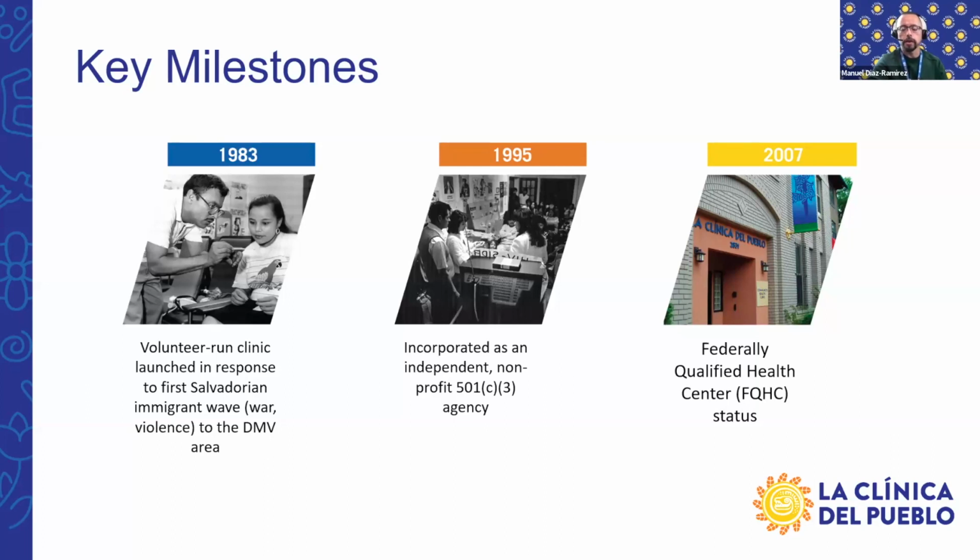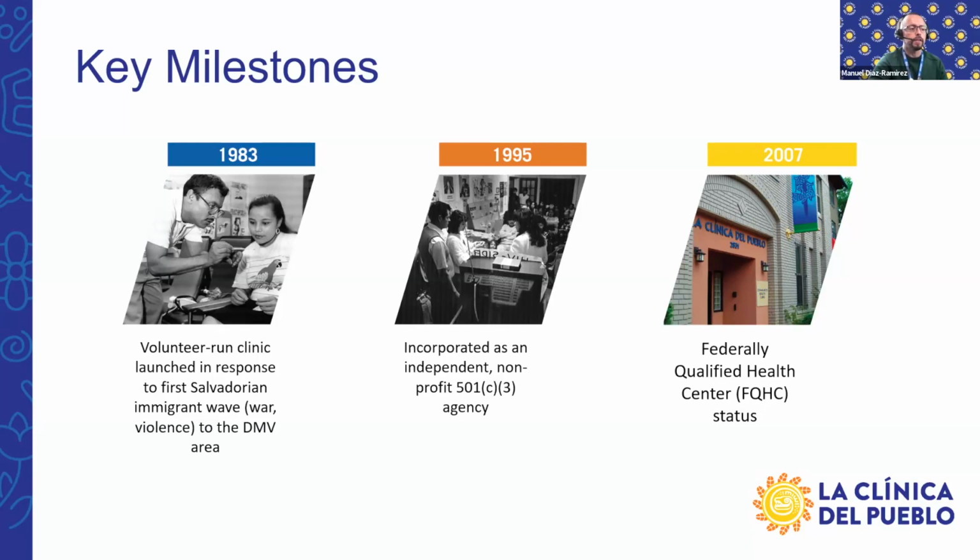Our story began back in 1983 when Salvadoran immigrants and United States health advocates founded La Clínica del Pueblo in response to the emergent health needs of migrants displaced by civil war and state-sponsored violence and repression in El Salvador primarily, and to a lesser extent from Guatemala and Honduras at that time. For many of those immigrants, accessing healthcare services in the United States was nearly impossible due to the cultural, linguistic, and economic barriers that they faced.